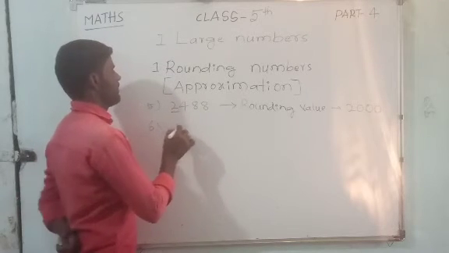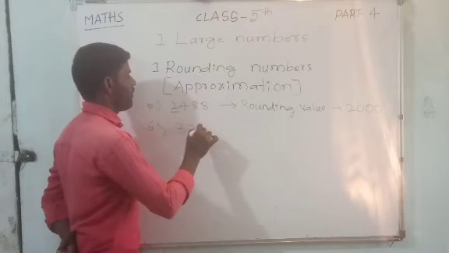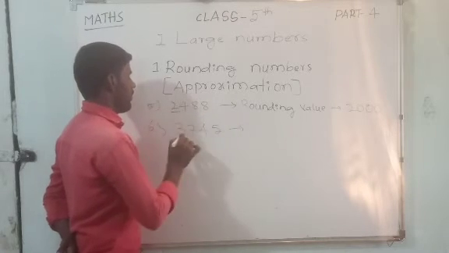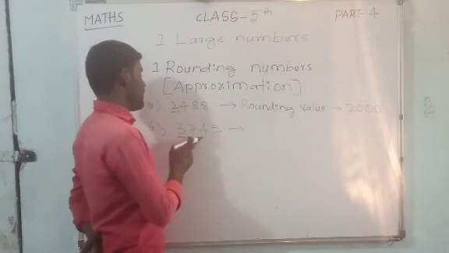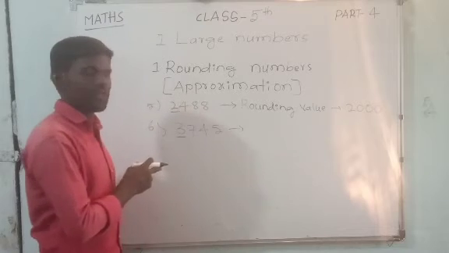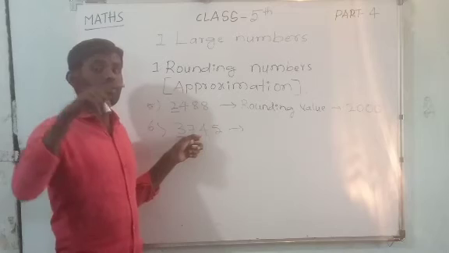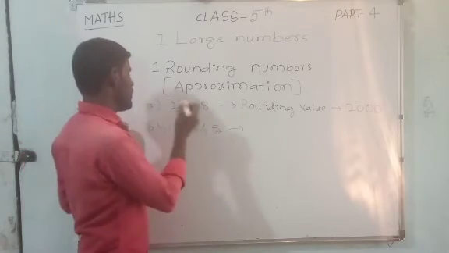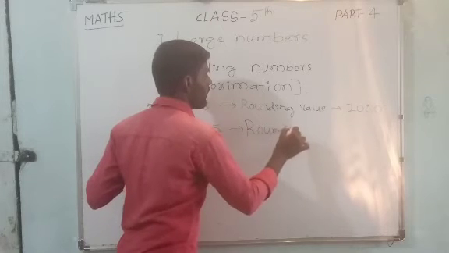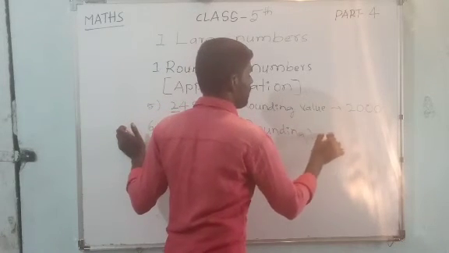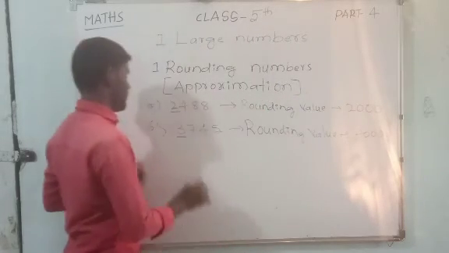Example 6, dear children. Suppose 3745. Rounding to the nearest 1000 place. See, here they are asking to round the number to the nearest 1000. The number present in the 100 place is 7, which is more than 5. That's why increase one digit to the 1000 place. Rounding value is that is 4000.